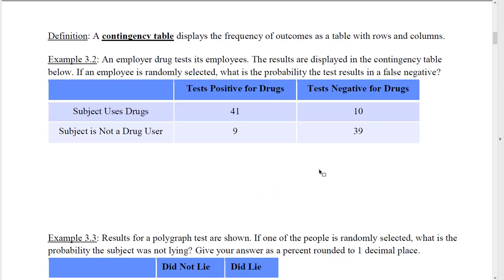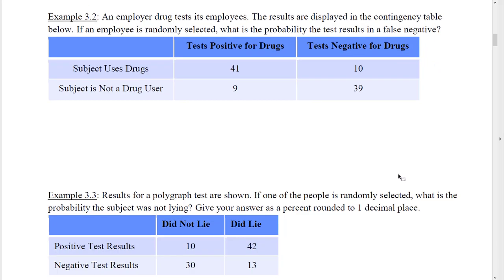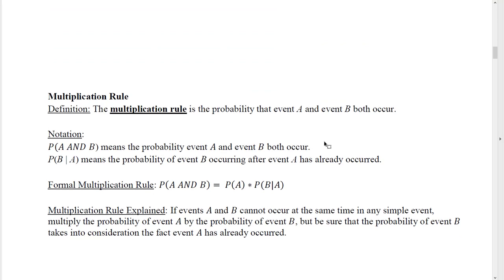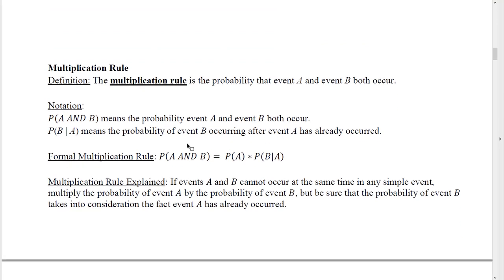Other things you're going to learn: how to read tables and how to find probabilities from tables. The first thing you always want to do is total your columns and rows, because that's how the probabilities work. We'll see some examples in the homework videos. Multiplication rule: and is the big word here. Whenever you see and, that means to multiply. So the probability of A and B means to multiply both A and B.